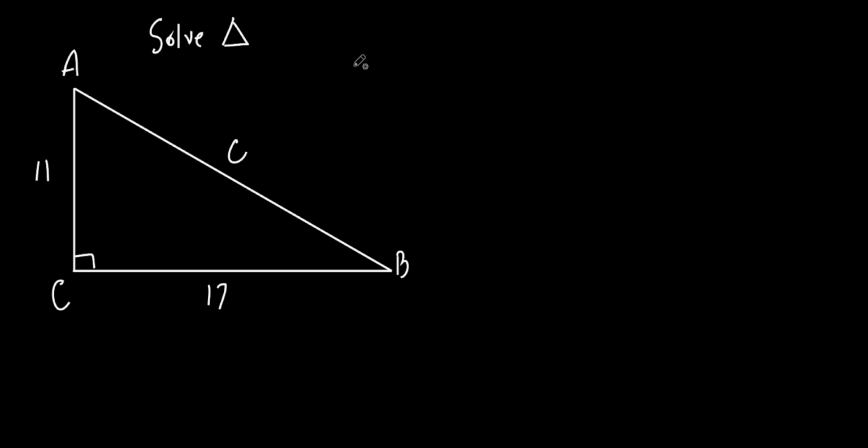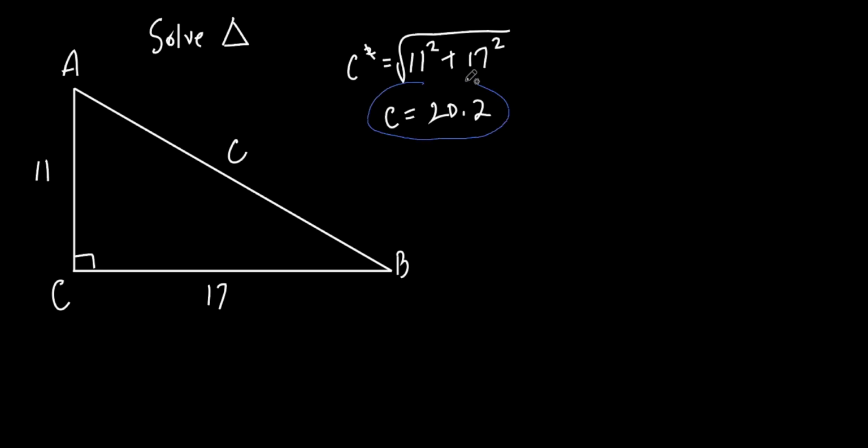Side C is really easy. I'll do that fast. We can just use the Pythagorean theorem to find C, couldn't we? So C squared is equal to 11 squared plus 17 squared. Take the square root of both sides. C is equal to, I already did the work, 20.2. It's in inches, but I'll just put 20.2. All right, that was the easy part.